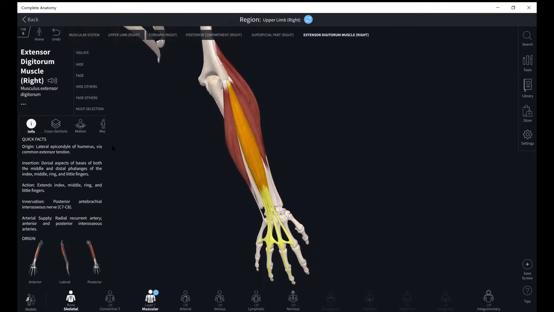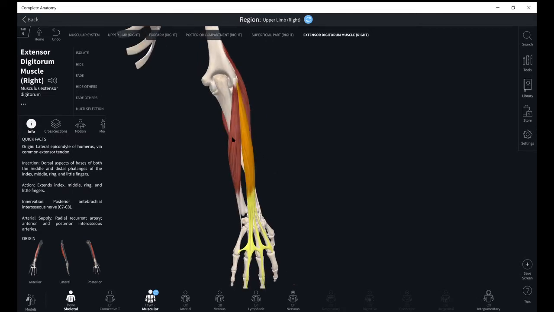Again, its origin is the lateral epicondyle of the humerus via the common extensor tendon. It inserts into the dorsal aspects of the bases of both the middle and distal phalanges of the index, middle, ring, and little fingers. Its action is extending the second through the fifth digits, and it's innervated by the posterior antebrachial interosseous nerve, C7 and C8.